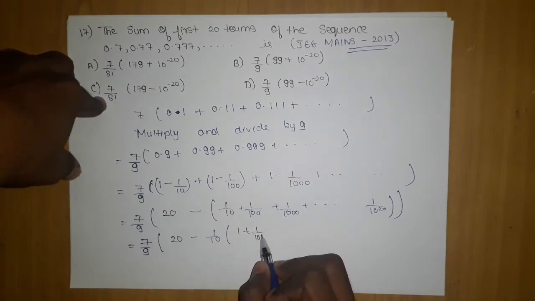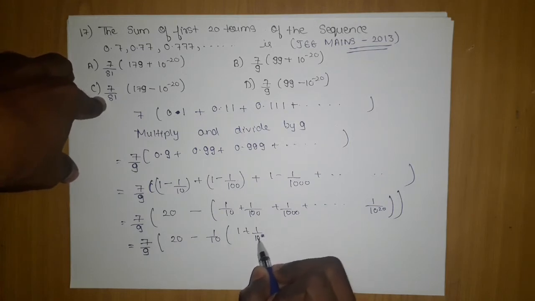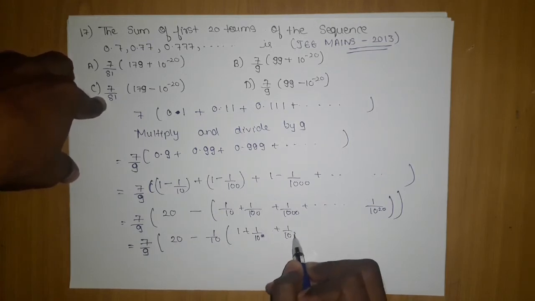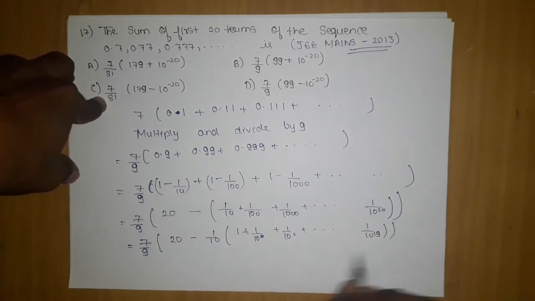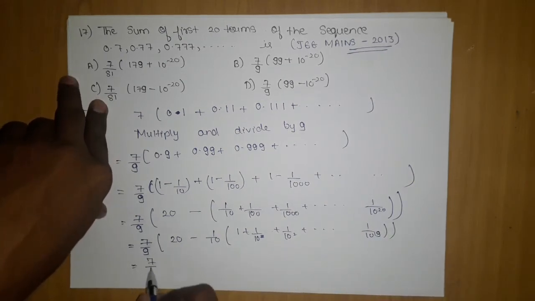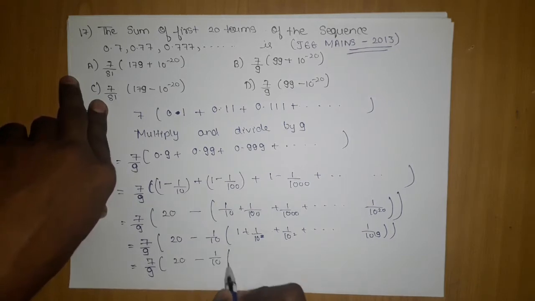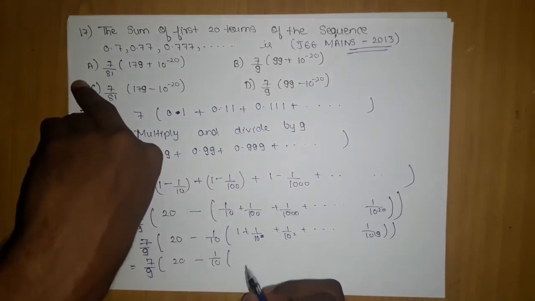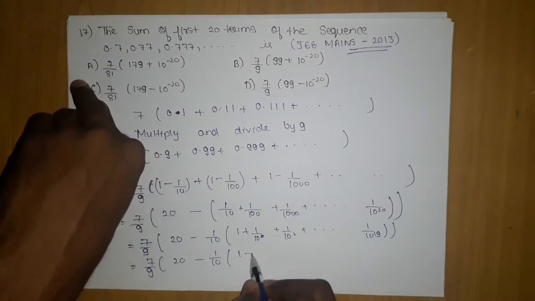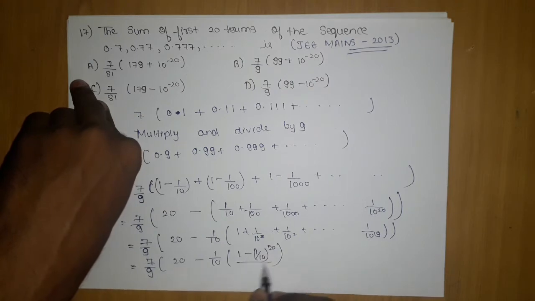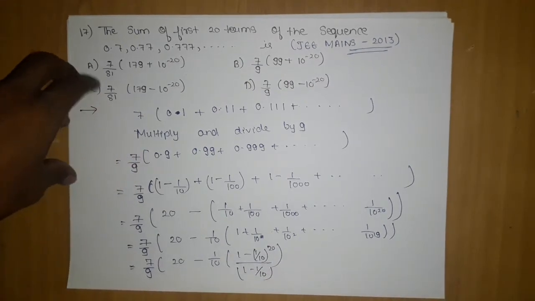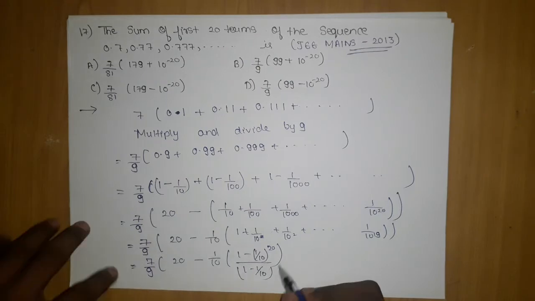10 by 10 square, 10 square and so on till 10 to the power 19. Okay, I should not have done that step. So here what we finally have is 1 minus 1 upon 10 power 20 upon 1 minus 1 upon 10. Since r is less than 1, we are taking this sum formula.